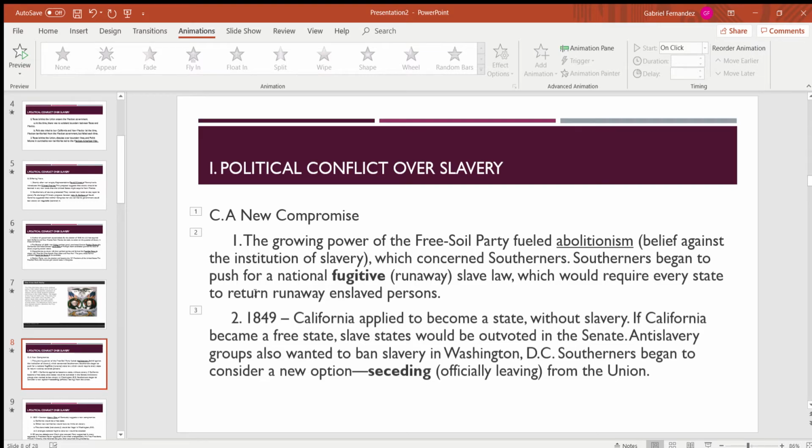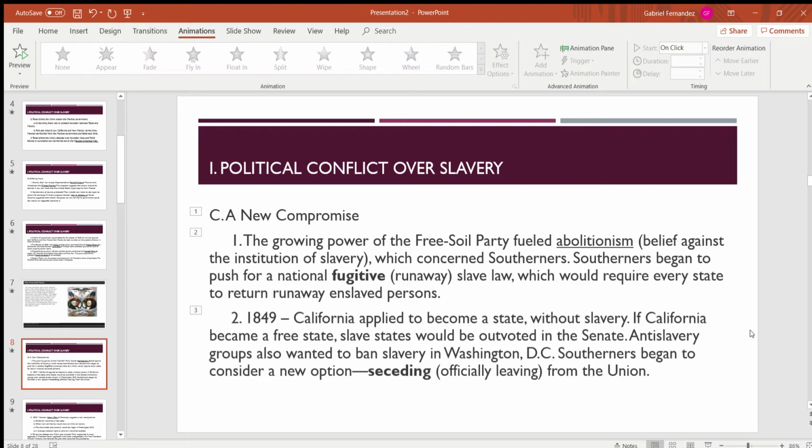Southerners began to push for a national fugitive slave law. Fugitive meaning runaway. Another vocab term, take a screenshot. You've got two on here. A fugitive slave law would require that every state return runaway enslaved persons. By 1849, California applies to become a state, however, without slavery. If California became a free state, slave states would be outvoted in the Senate. Anti-slavery groups also wanted to ban slavery in Washington, D.C. Southerners began to consider a new option.